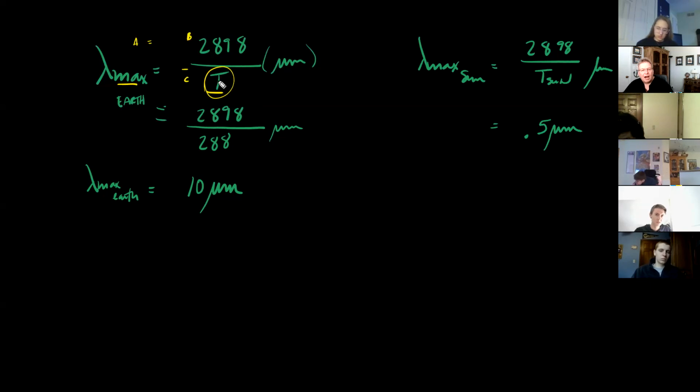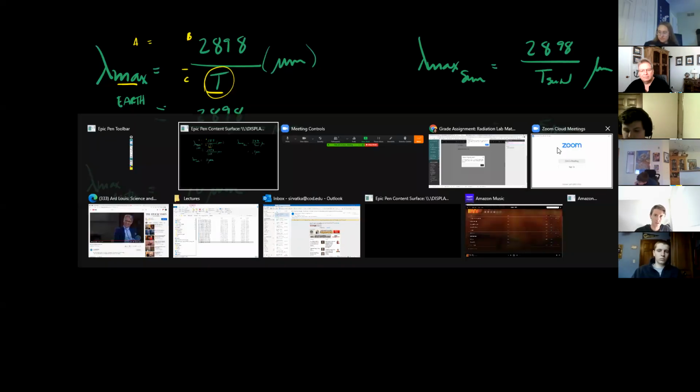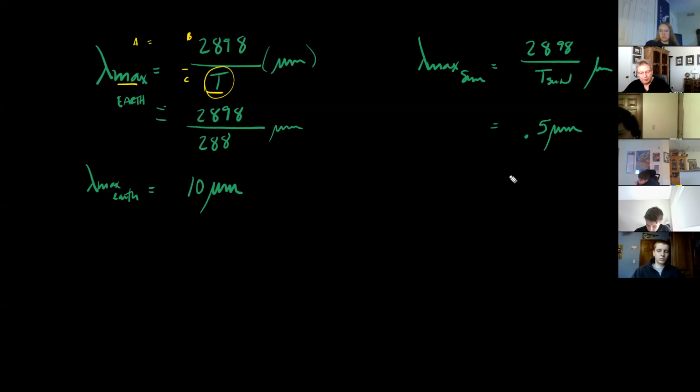So do you agree that hotter objects are going to give off shorter wavelengths? Okay. The sun is 20 times hotter, so how much shorter will it be? 20 times hotter, 20 times shorter. Okay. 10 divided by 20 is a half. Okay, that makes sense. Everybody good with that? I just want to make sure. Sam, you good with that?